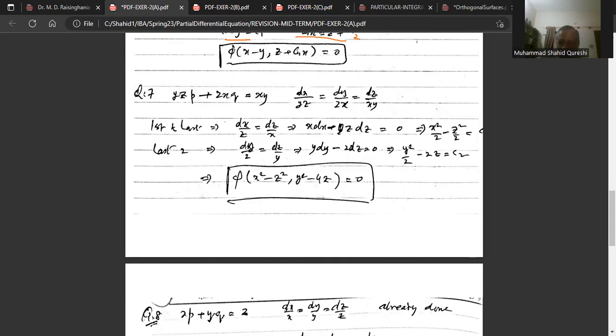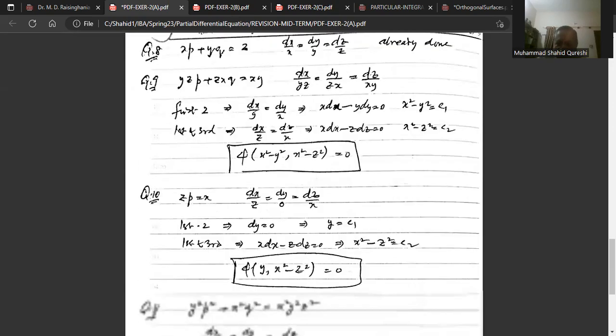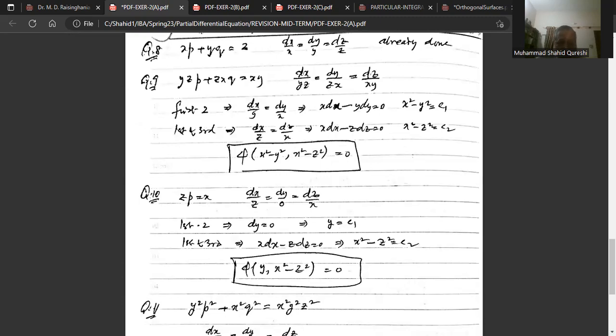So same situation, simple situation. Zp is equal to x, where p, that is dou z by dou x, is involved, but q is not there. So auxiliary equations will have dx upon coefficient of p. I was telling you that q is not present, that is dou z by dou y is not present. So dx upon z, dy upon 0, dz upon x. We are not afraid of writing down dy upon 0 because this all is equal to some constant k.